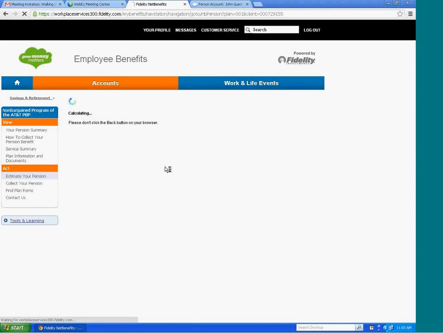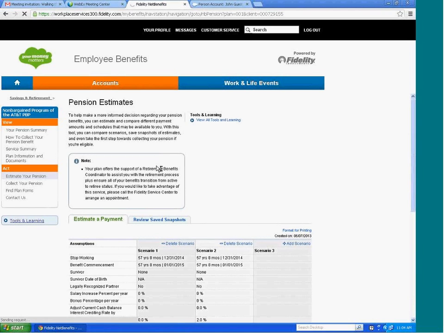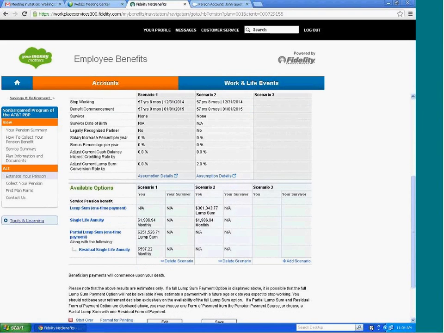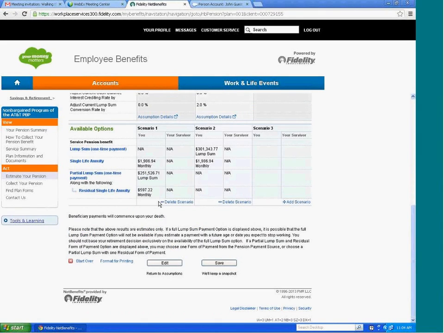Calculating again, the reason we're doing this is showing the difference between how interest rates can negatively or positively affect. But let's look for worst case scenario. Let's look at the worst case scenario and see how these are going to affect your situation. Again, everything's the same except for the adjusted current lump sum conversion rate.